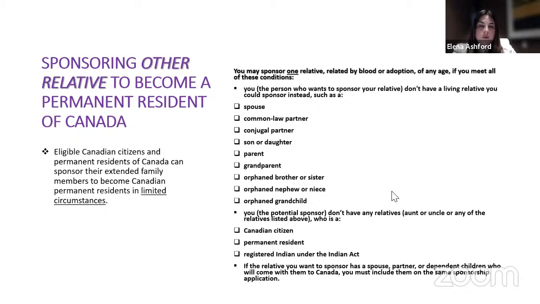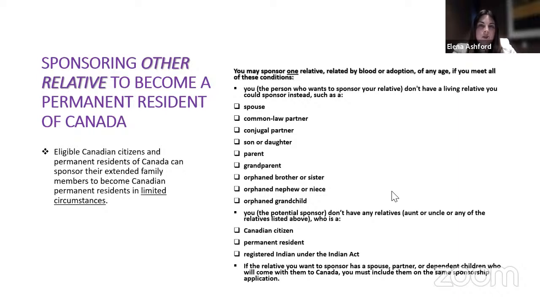So at the starting point, you don't have a spouse, you don't have a child, and you don't have extended family members, parents or grandparents, in Canada or in any other country too, who are Canadian citizens or permanent residents. It sounds like you have to be the only living Canadian in your family, right?